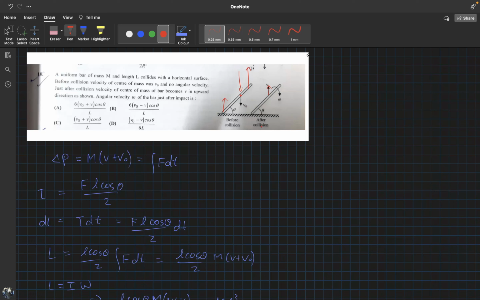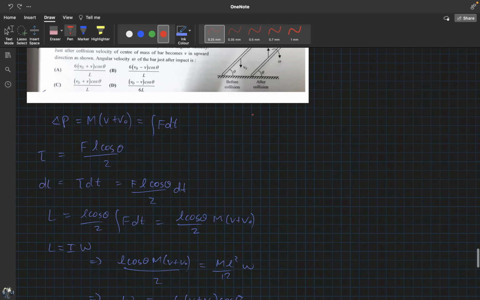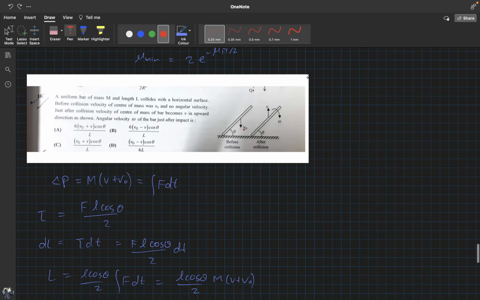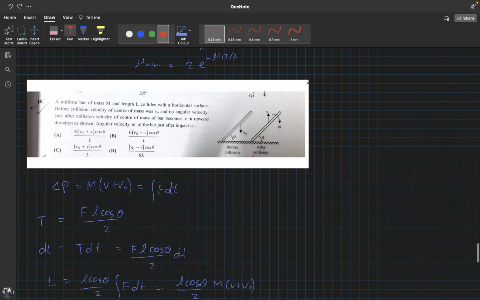Coefficient of restitution, sir? When you write the coefficient of restitution, you have to take the normal component, correct? Yes, sir. So what will be the direction of velocity of the point of hit? Only then can I take the normal component. Are you saying that it will move normally? The point of hit, after being hit by the table, will it move vertically upwards?